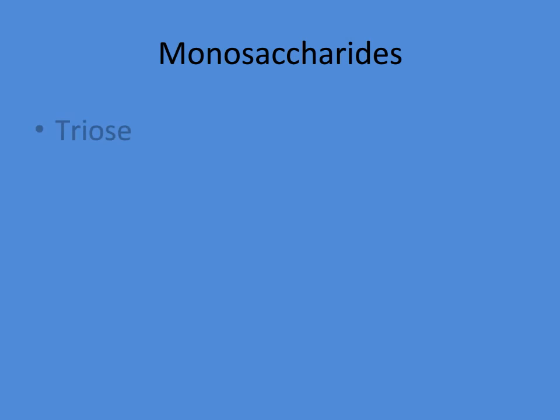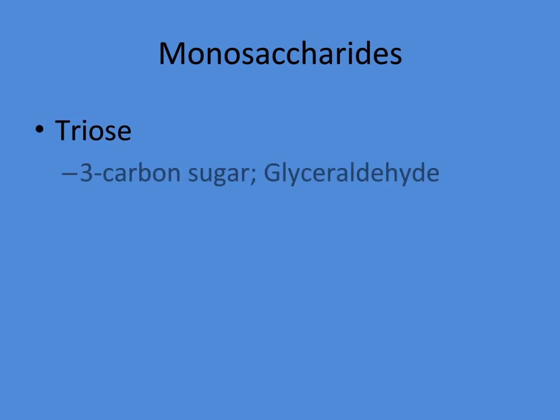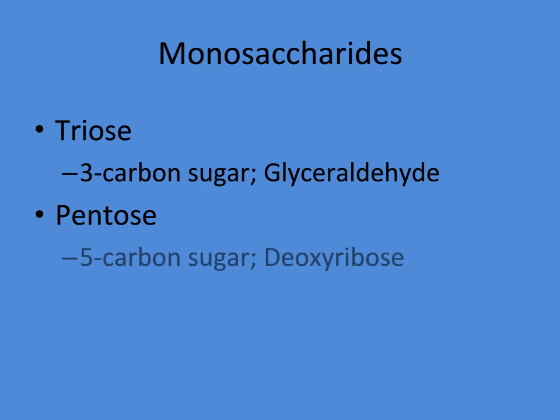Most monosaccharides, the monomers of carbohydrates, have 3, 5, or 6 carbons. If the monosaccharide has 3 carbons, it is called a triose. Glyceraldehyde is a triose that is produced during photosynthesis. This monosaccharide is used to synthesize more complex monosaccharides.